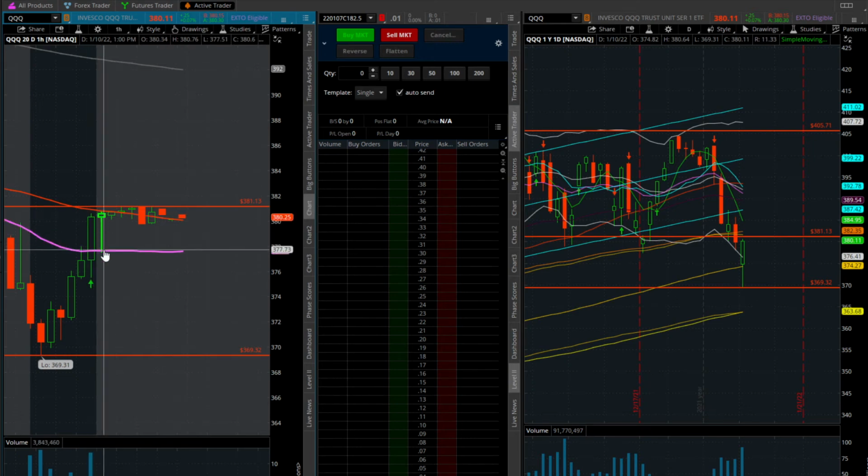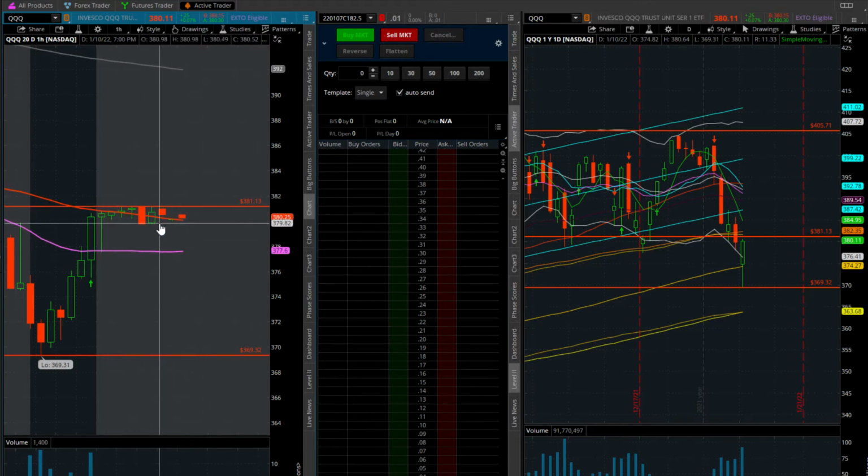We did come back and test the 20-period moving average on the 1 hour time frame once. This is a great dip opportunity. You could have bounced this off the 20 on the hourly time frame, came all the way back up in the after hours, and then we consolidated the rest of the after hours session.